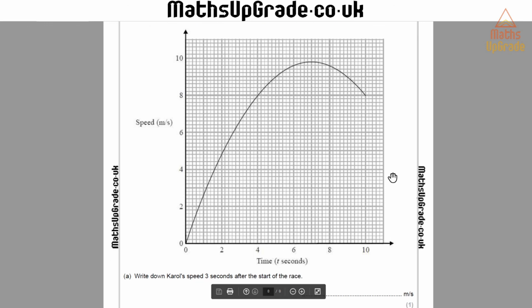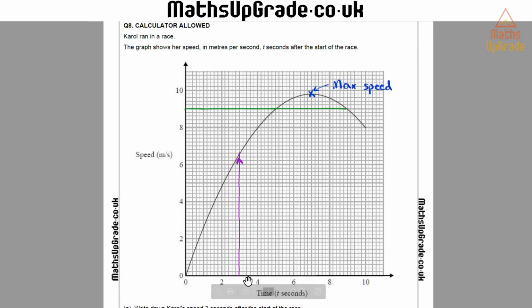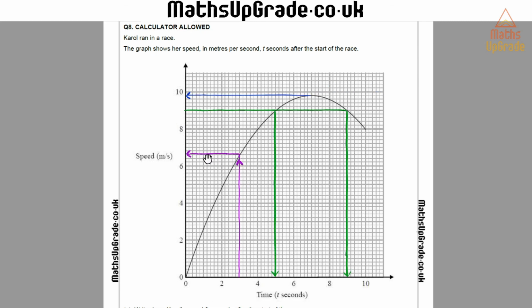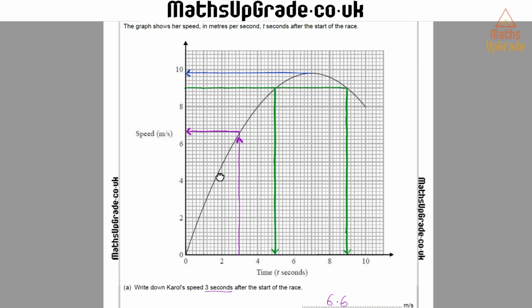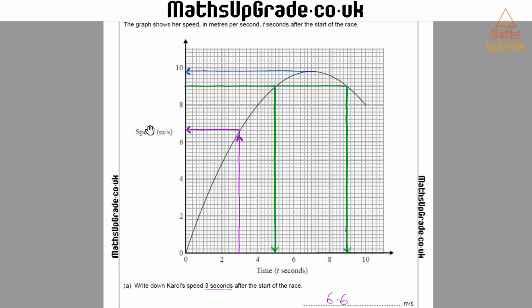Write down Carol's speed 3 seconds after the start of the race. Here's the start of the race, 0. 3 seconds would be here. So you need to go with a ruler straight up from 3 seconds, draw a line. As soon as you reach this curve, go straight across horizontally with a ruler and read off the value. You can see it's about 6.6, and the units are meters per second, because that's what's given on the axis there.